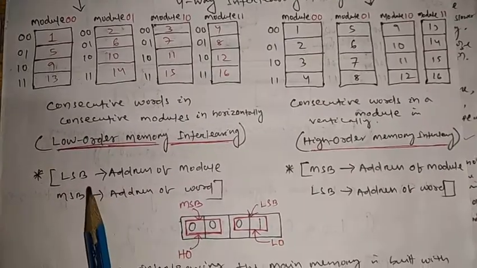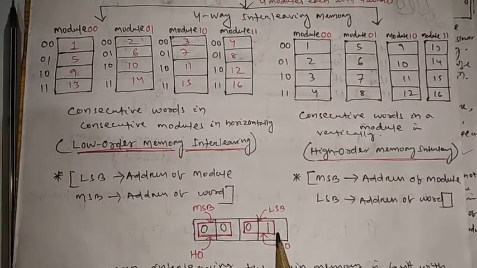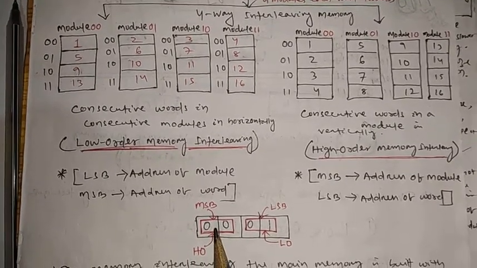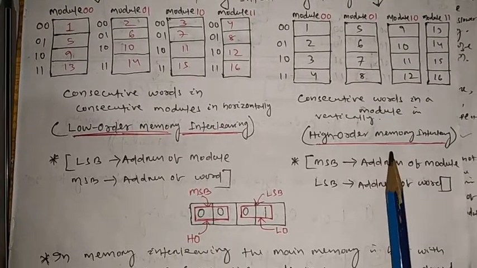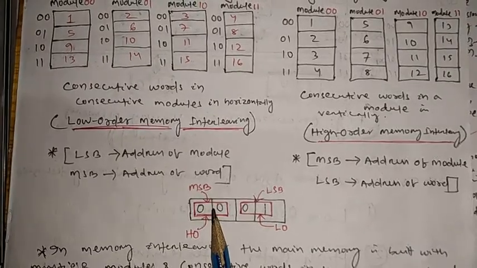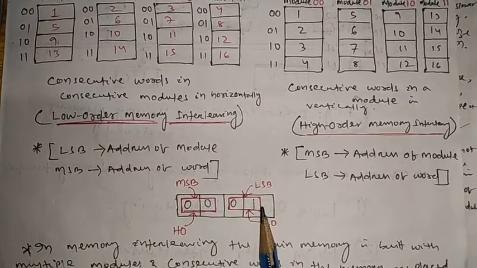In the low order memory interleaving technique, the LSBs are used to identify the module address, and the MSBs are used to identify the word address. But in high order memory interleaving, the MSBs are used to identify the module address, and the LSBs are used to identify the word address.